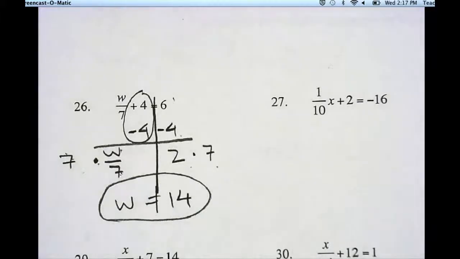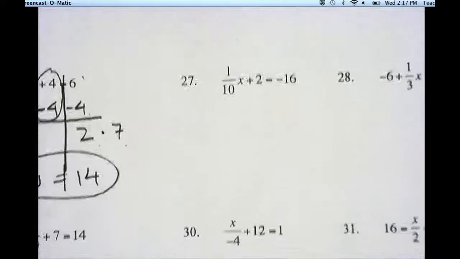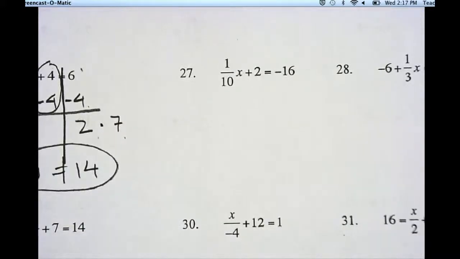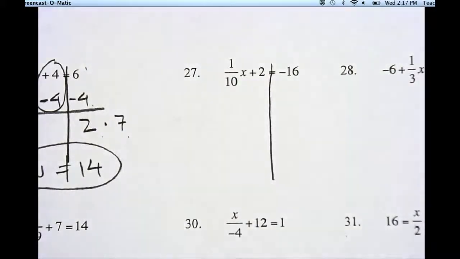Let's do 2 more. Okay? Number 27 is 1/10 x plus 2. These are reciprocal problems. They're the exact same thing as what I was just doing. So the first step is to make my fence. Then I've got to create a 0. Make a fence, create a 0, undo the multiplying or dividing.